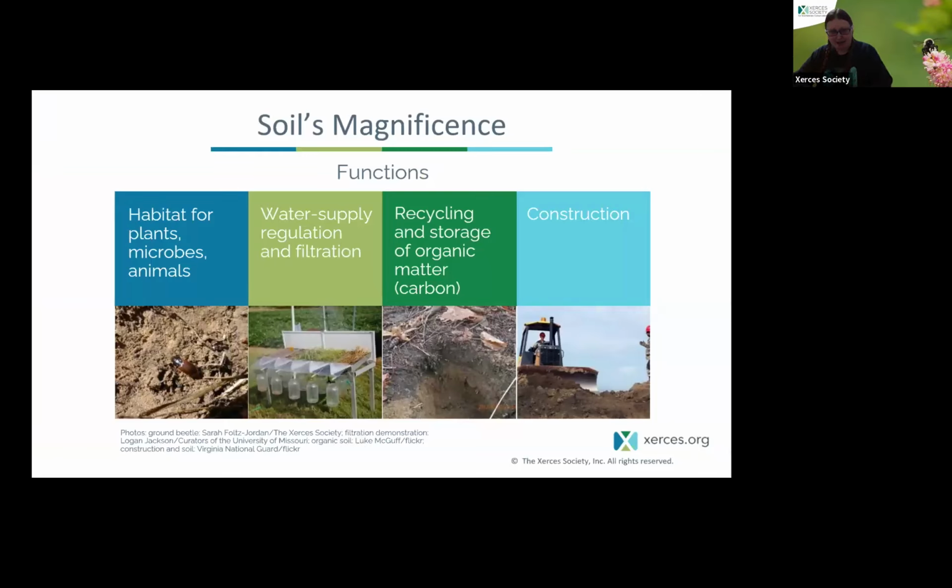And I'm sure this is a review for a lot of you, but soil itself plays a really magnificent role in our life, right? We need it. It's essential. It's habitat for plants, microbes, and animals that we'll be talking about today. Helps with our water supply regulation and filtration. Recycling and storage of organic matter. Habitat for growing plants and crops. Construction. Soil provides us with a lot. And that's why it's critically important to consider soil health in your land management practices.